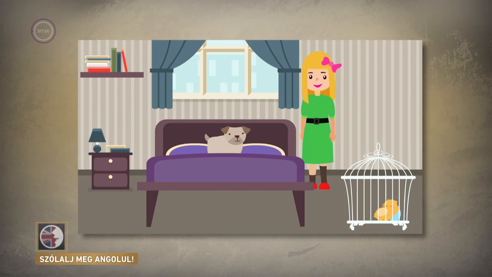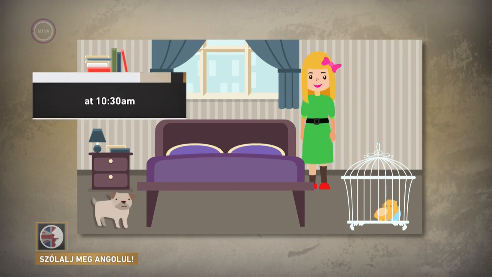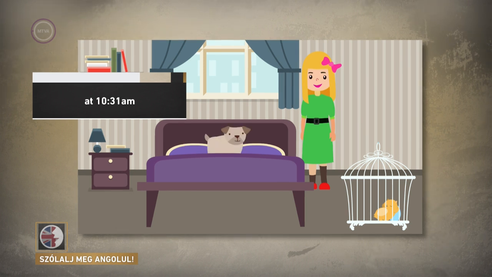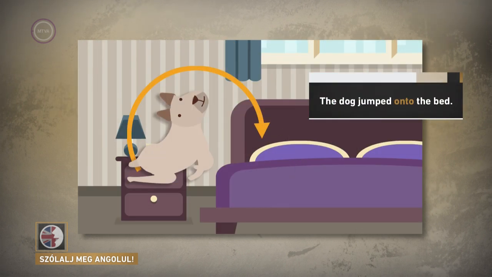Now, we know the preposition of place on. The dog is on the bed. Okay, now, at 10:30 a.m., the dog was on the floor. At 10:31 a.m., the dog was on the bed. What happened? Well, the dog jumped onto the bed. So, just like with in and into, on and onto are connected. In is a preposition of place, and the same idea with movement is into. On is a preposition of place, and the same idea connected to movement is onto.